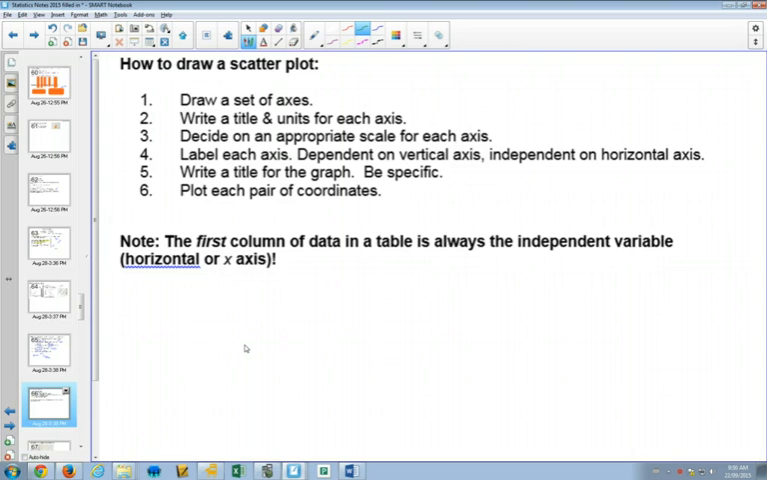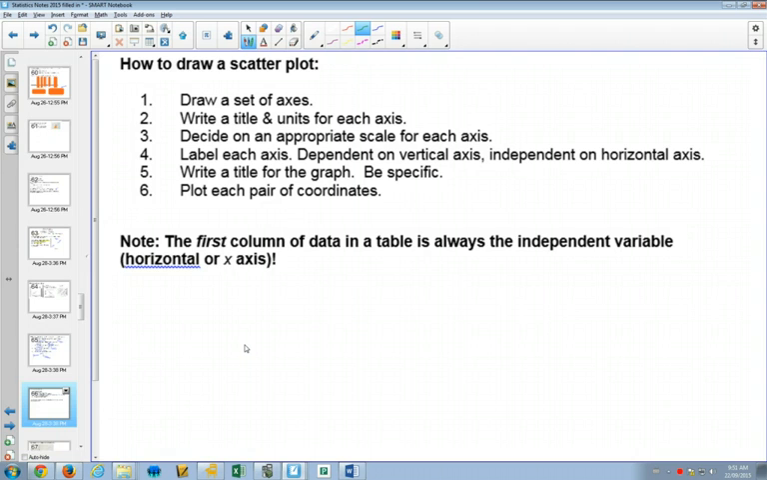So for a scatter plot, and we're going to draw a scatter plot, you're going to have to draw your set of axes, write a title and unit. So this is where things are nicely labeled. Decide on an appropriate scale for each axis.